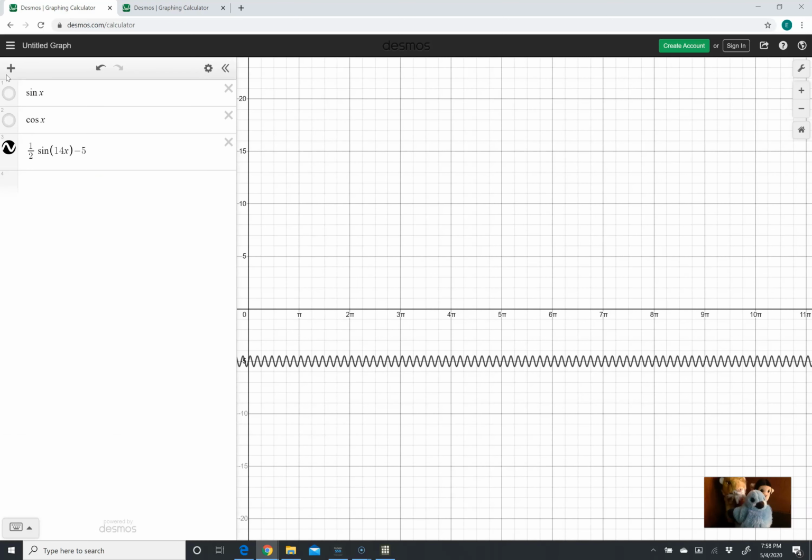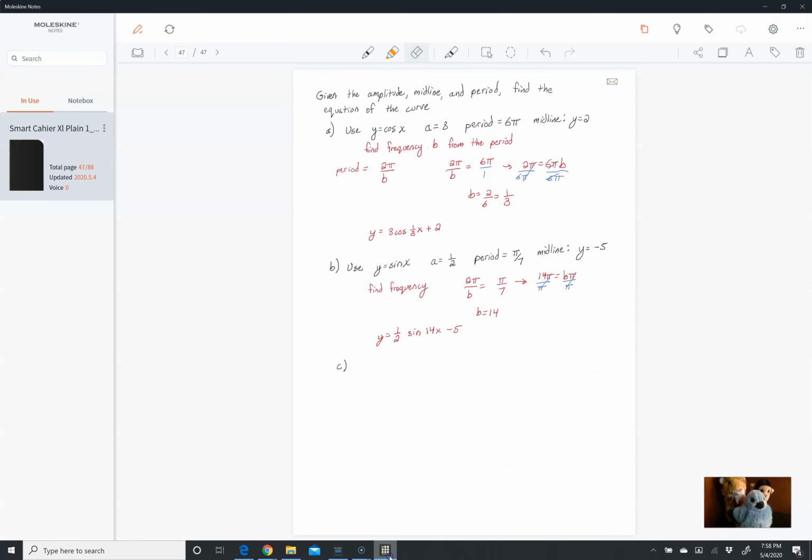So you can make up your own problem, and then you could go to Desmos, to the graphing calculator, and you could plug in the equation and see if it matches all of the information that you made up. Okay, so let's do another one. Let's say that you use sine again. This time, let's make your amplitude 6. Let's make your period equal to 4 pi. And let's make your midline at y equals 3.